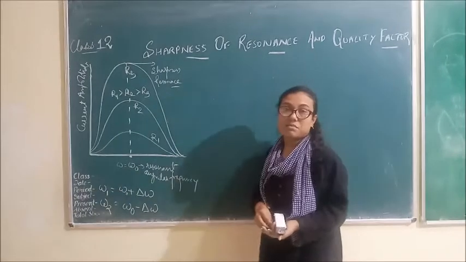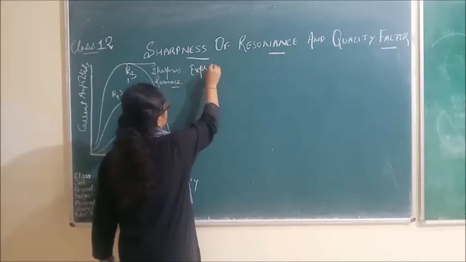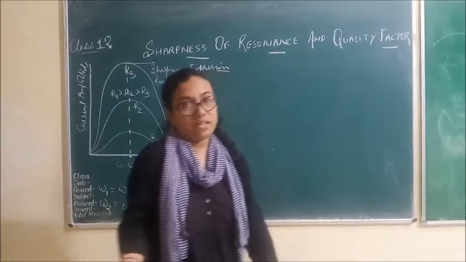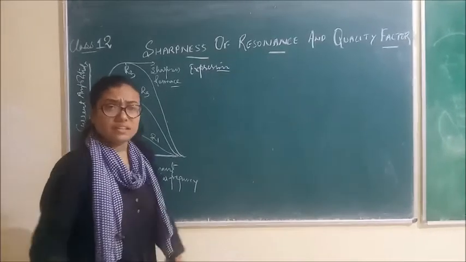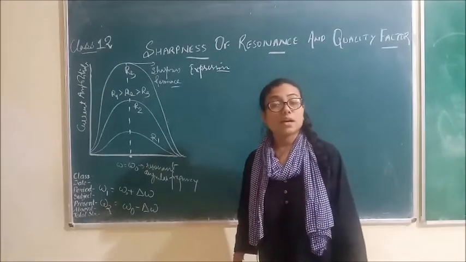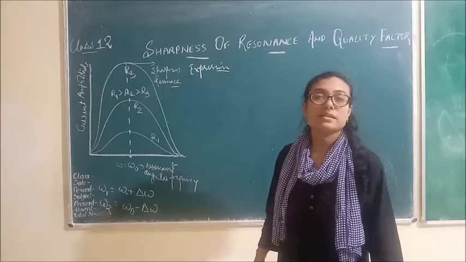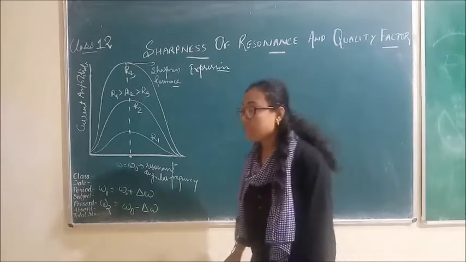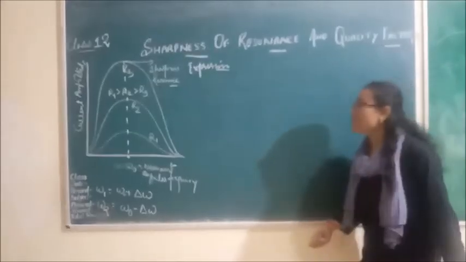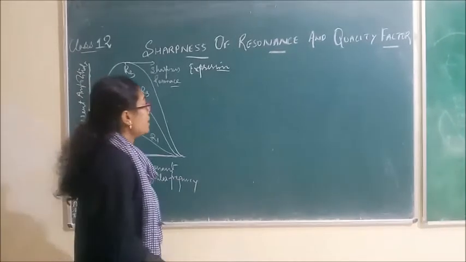Now I am going to start my derivation, the expression. Before writing the expression, let me explain what I have taken in the expression. The current in the circuit is 1/√2 times the current amplitude. What have I taken here? The current in the circuit is 1/√2 times the current amplitude.